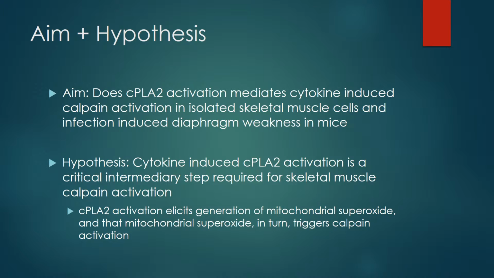The aim of the researchers' study was to figure out whether CPLA2 activation mediates cytokine-induced calpain activation in isolated skeletal muscle cells and infection-induced diaphragm weakness in mice. So they postulated that cytokine-induced CPLA2 activation is a critical intermediary step required for skeletal muscle calpain activation. More specifically, CPLA2 activation elicits generation of mitochondrial superoxide, and that mitochondrial superoxide in turn triggers calpain activation.